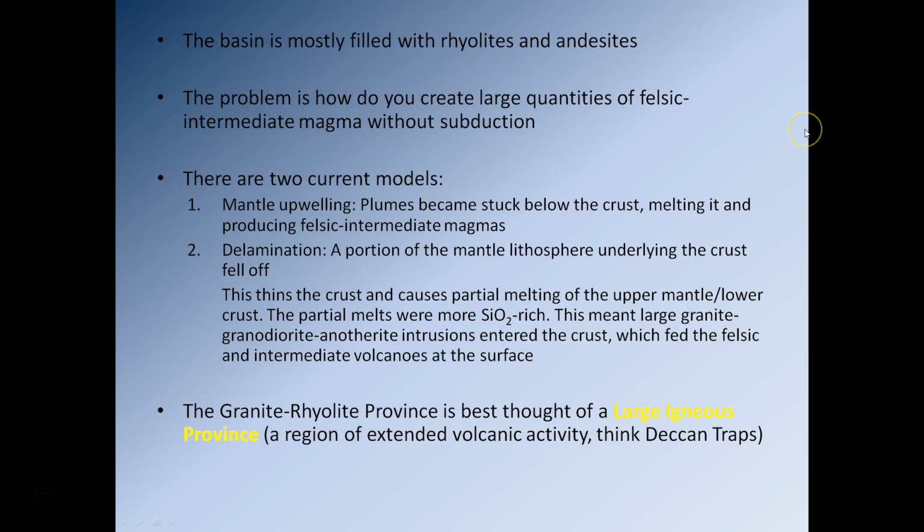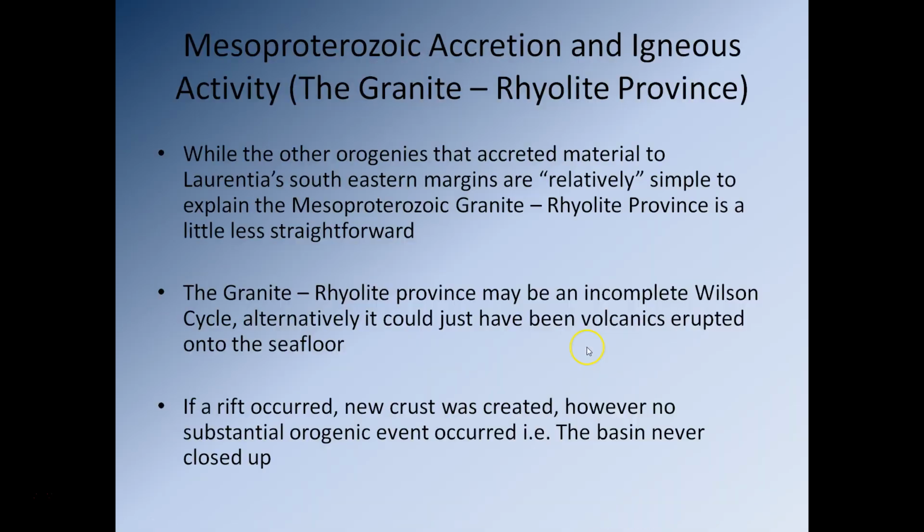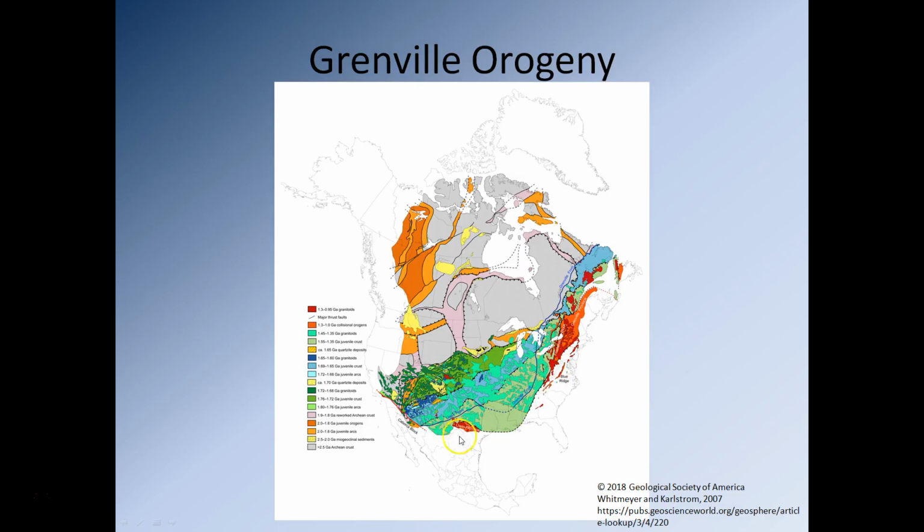The basin that formed, from what we can see, has mostly been filled with rhyolites and andesites, so felsic and intermediate volcanic rocks. The problem is that if you do form an ocean basin, as we can quite clearly see here, the Granite-Rhyolite province is not a small area of crust. It's pretty large. And so in order to turn this into continental crust, into something you can walk on, you need to pretty much fill up this basin with material.